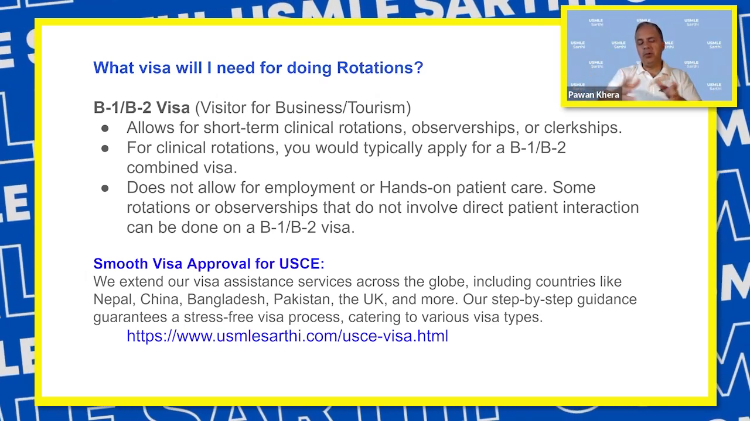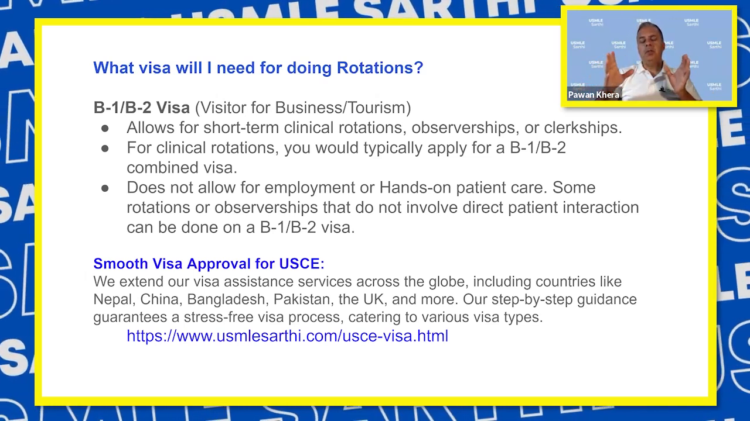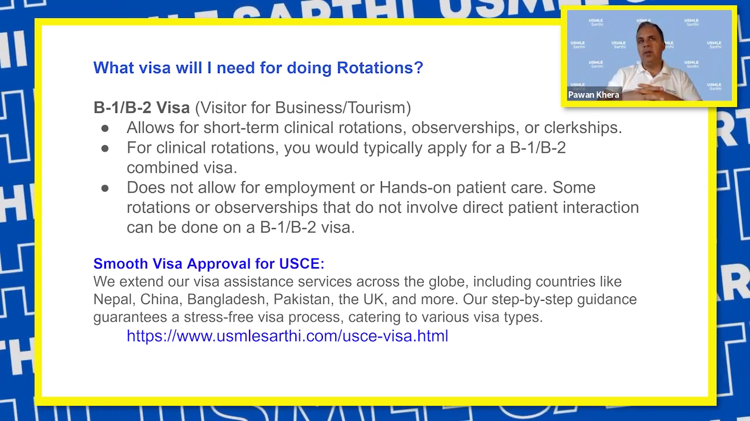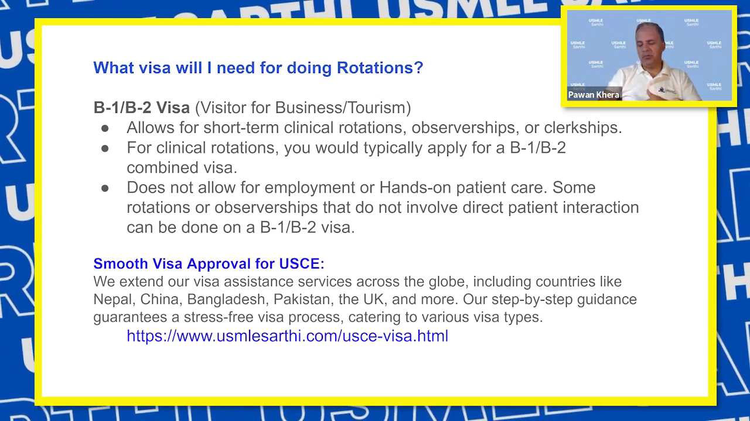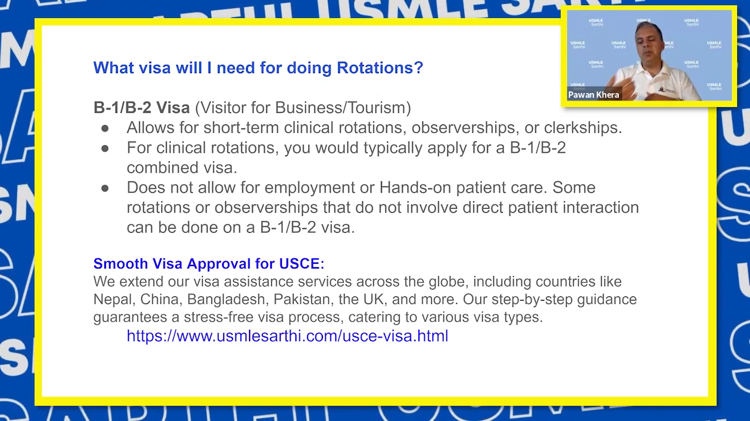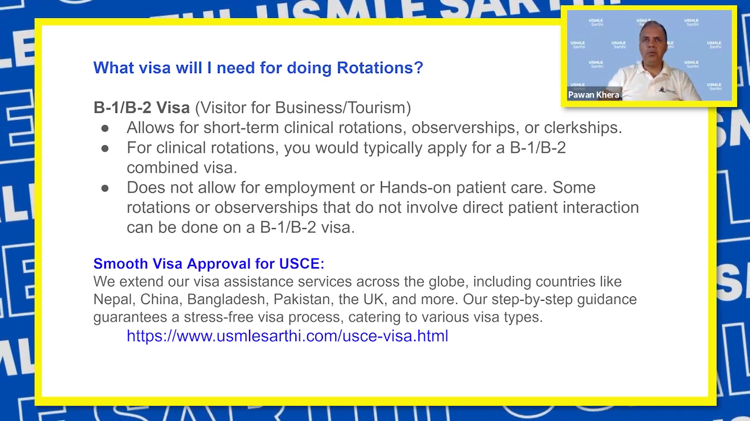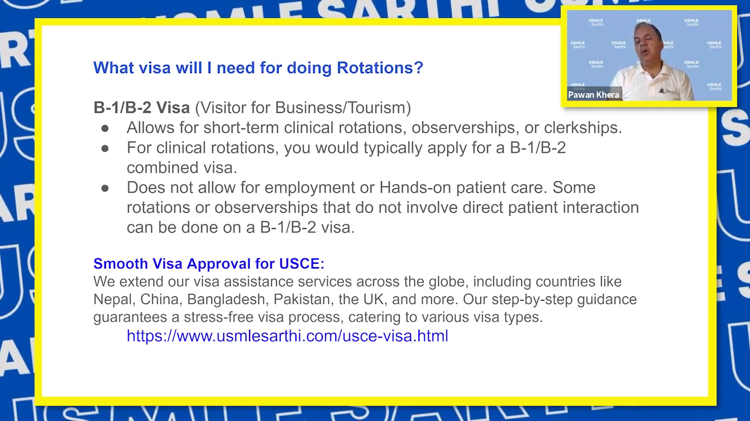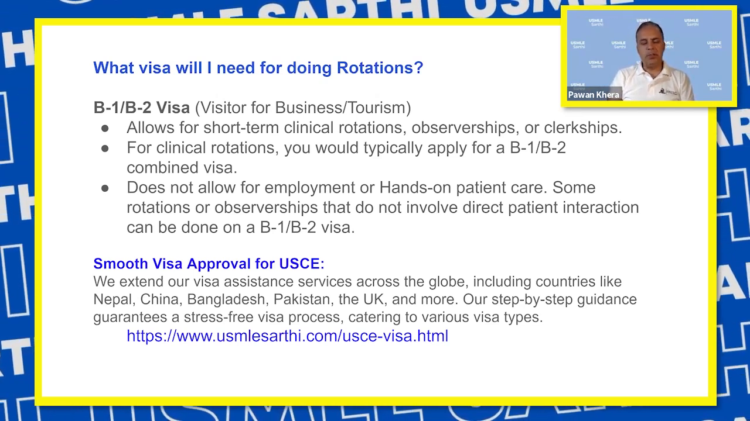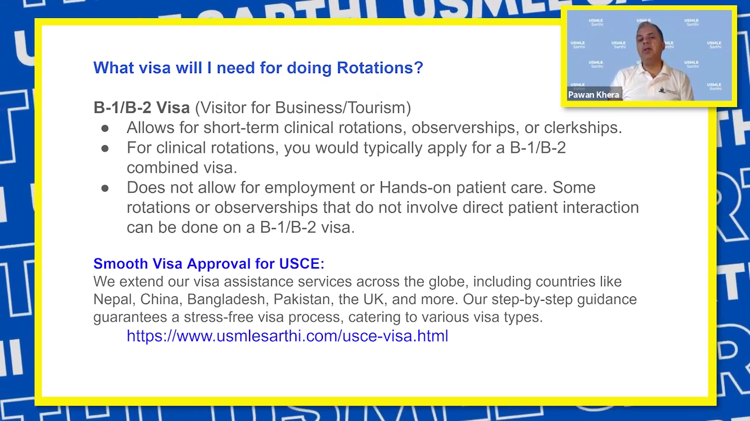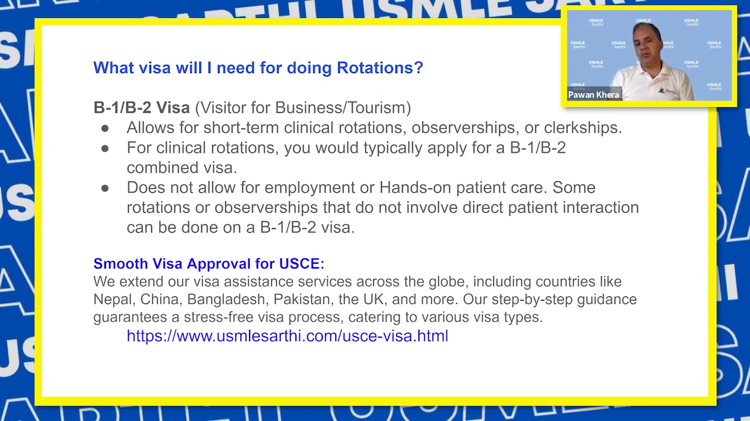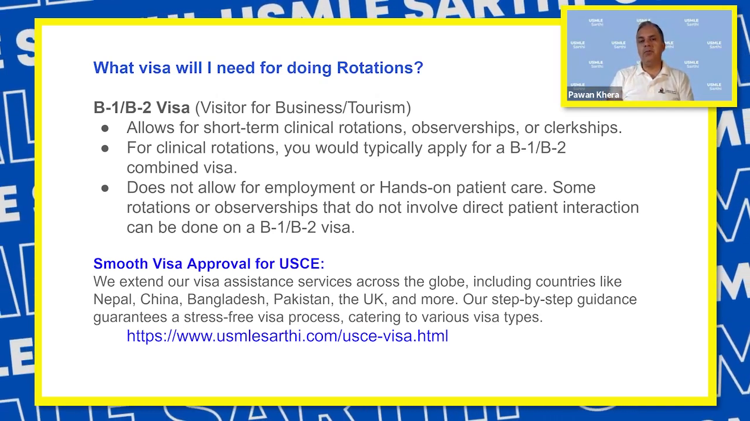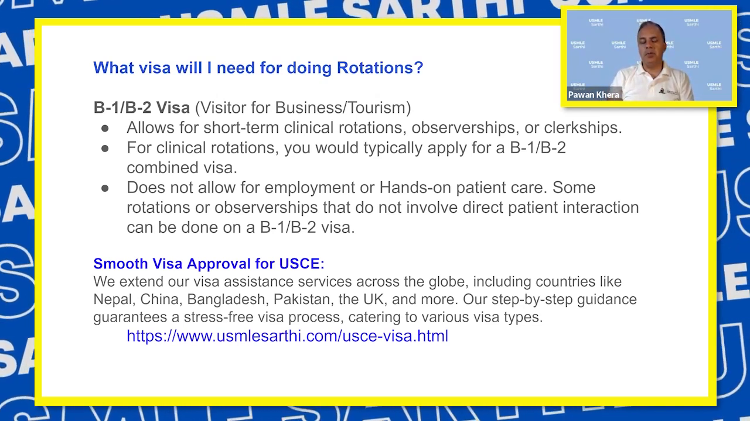So there is a confusion. It's a B1, B2, that is the category, and you will get that visa. Of course, it all depends on your consulate and the timing. There may be lot of issues getting the visa, but you cannot come to US, for example, on J1 visa. There's no J1 visa for rotations unless you are already in the US on some other visa, dependent visa, etc., that you can do rotations. But for rotations, you do need B1, B2.